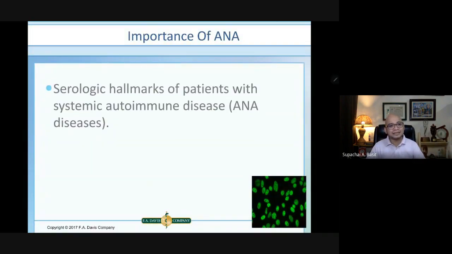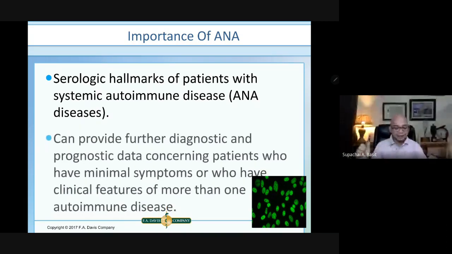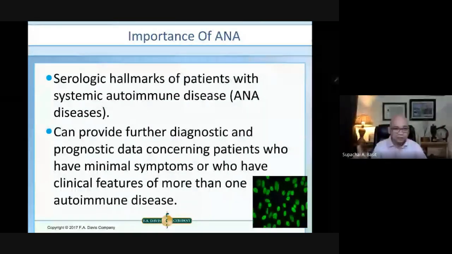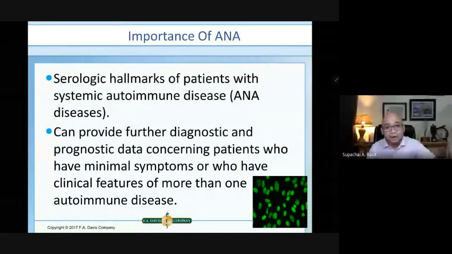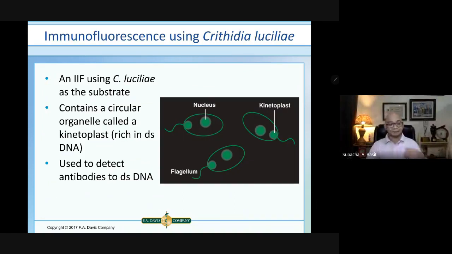So what's the importance of anti-nuclear antibodies? It is a serologic test for patients with systemic autoimmune disease. It can provide further diagnostic and prognostic data concerning patients who have minimal symptoms or who have clinical features of more than one autoimmune disease. As you can see a while ago, it is not specific, except if you are able to see the rim, because rim or peripheral is the one that is most specific for systemic lupus erythematosus.